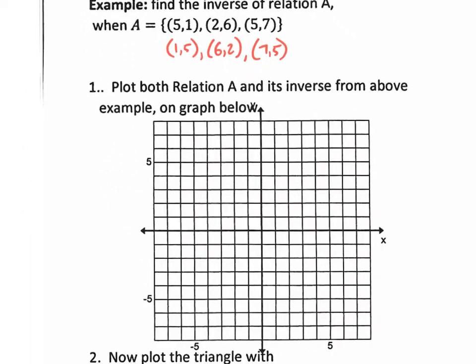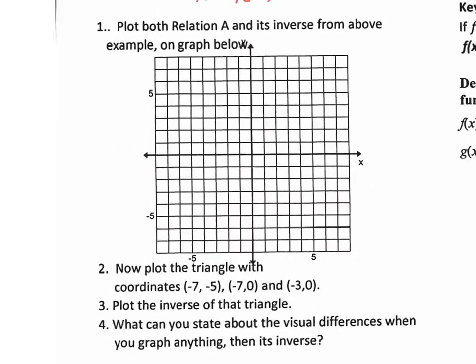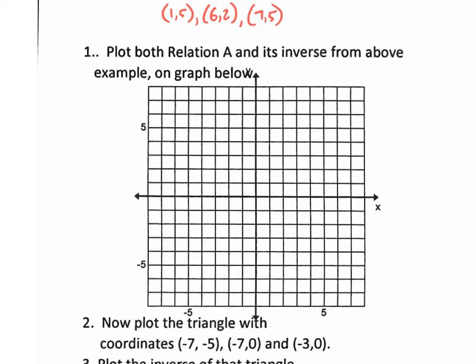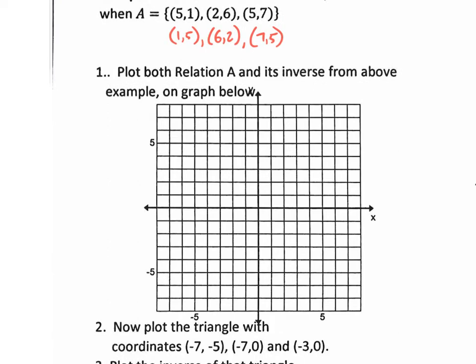Then I have a couple of other exercises, steps that I want you to go through so you could realize certain truths. Number one, they want you to plot both relation A, which are the coordinates 5, 1, 2, 6, and 5, 7. Let's actually plot those. Let's plot 5, 1 on this graph. 5, 1 is right here. Everybody put a dot right there, please. If you have different colored pens, right now is a good time to use them. Let's plot 2, 6. 2 on the x, 6 on the y. That's right here. And let's plot that last one, 5, 7. So 5 on the x, 7 on the y. It is up here.